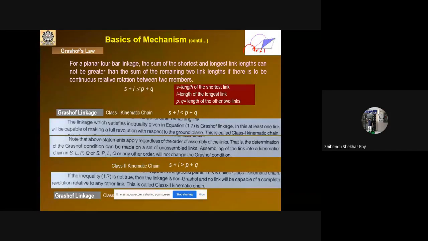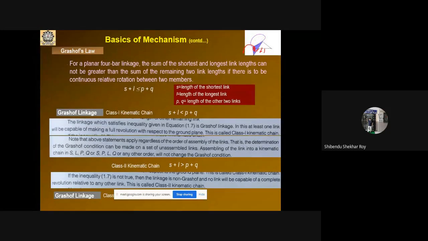Now, consider a mechanism in which no link makes a complete rotation. That is the case of using a motor without control. A motor can also be controlled. A stepper motor can move, say, 30 degrees in the forward direction, then again reverse direction. That is also possible. But if you would like to use a continuous rotation motor, your design should be such that the crank can freely rotate a full 360 degrees.